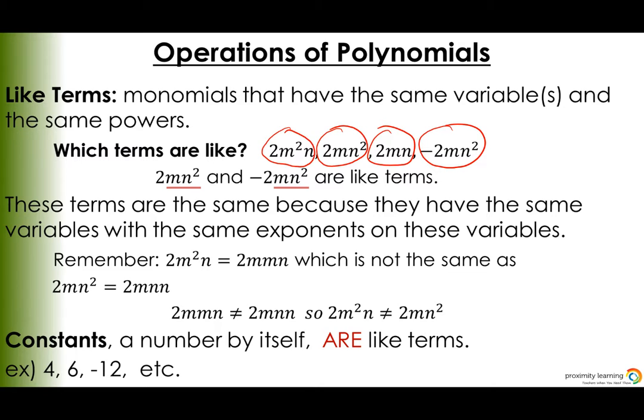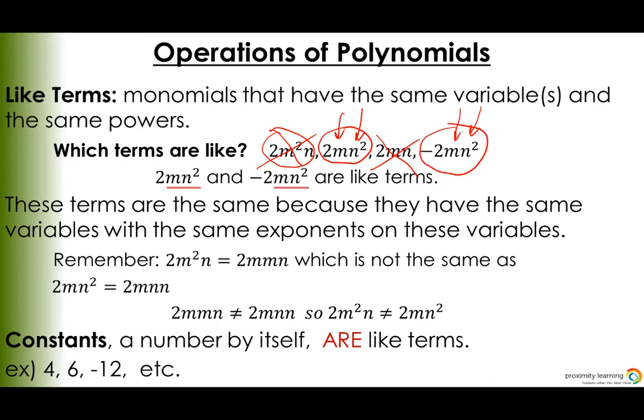If you notice, for example, let's take a look at these two specifically, 2mn squared and negative 2mn squared. If you notice, the m and the n squared are the same on both. So they are like terms, they are the same thing. These two are not, because they don't have the same variables.